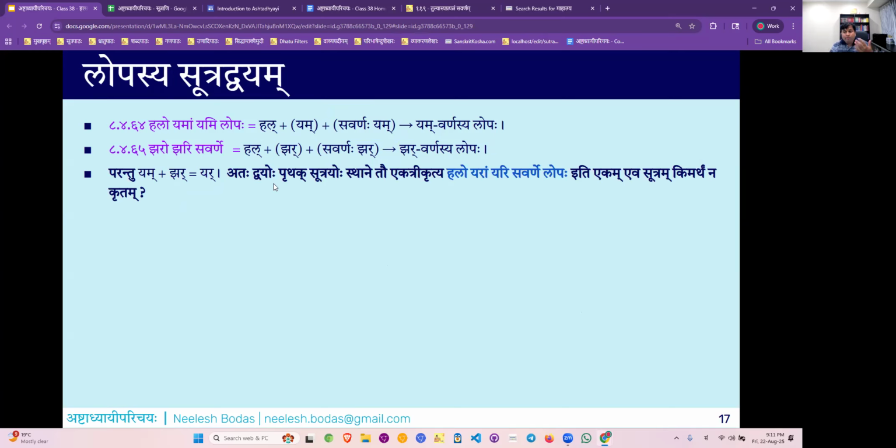So instead of the two separate sutras, combine them into one: halo yaram yari savarne lopaha. So you create a single sutram. Instead of yamam and yami, you combine yama with jhara: halo yaram yari savarne lopaha. Iti ekam eva sutram kimartham na krutam?